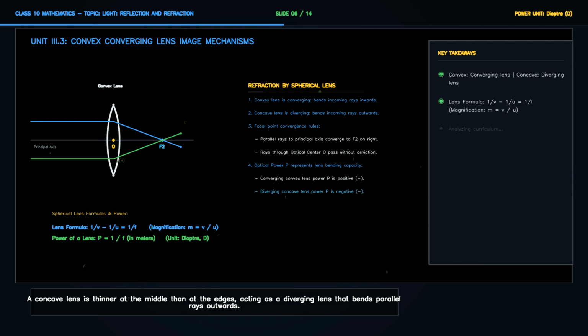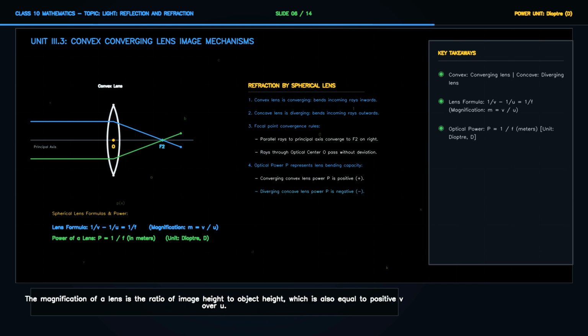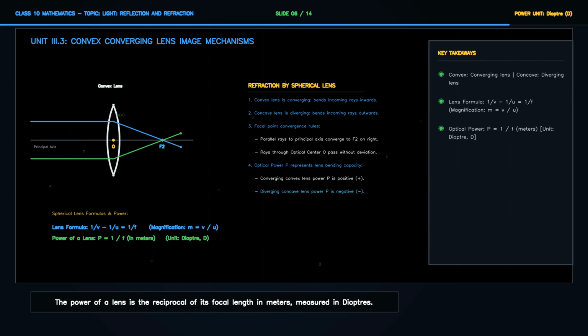Like mirrors, we define a lens formula relating object distance u, image distance v, and focal length f. 1/v - 1/u = 1/f. The magnification of a lens is the ratio of image height to object height, which is also equal to positive v over u. The power of a lens is the reciprocal of its focal length in meters, measured in dioptres.